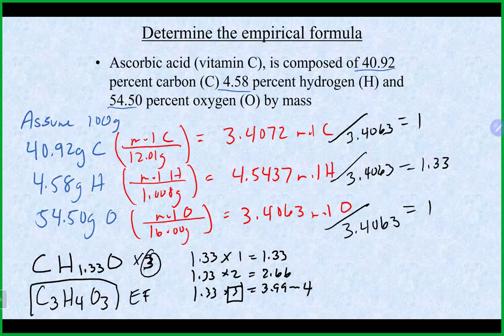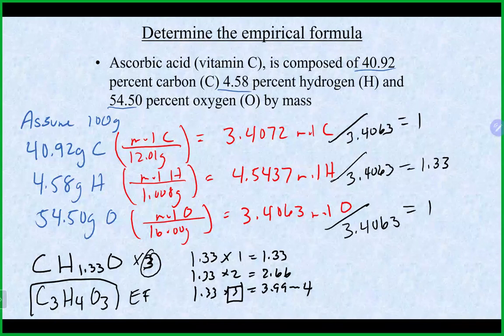Any questions on that? So again, get it to grams, grams to moles, divide always by the smallest number of moles. If you hit all whole numbers, you're good. If not, you need to figure out that factor to multiply it by to get to a whole number. Any questions on that there?